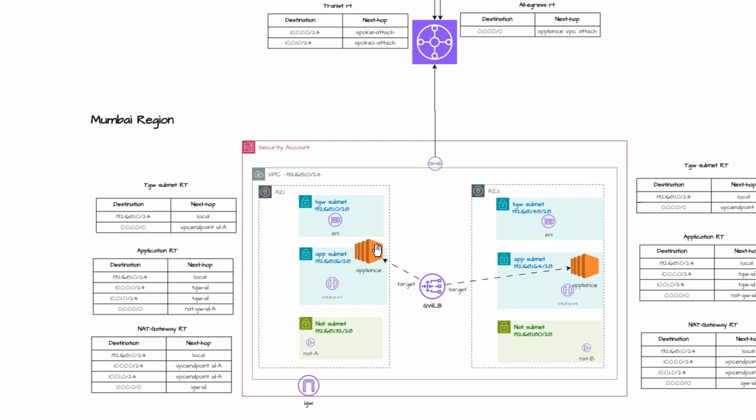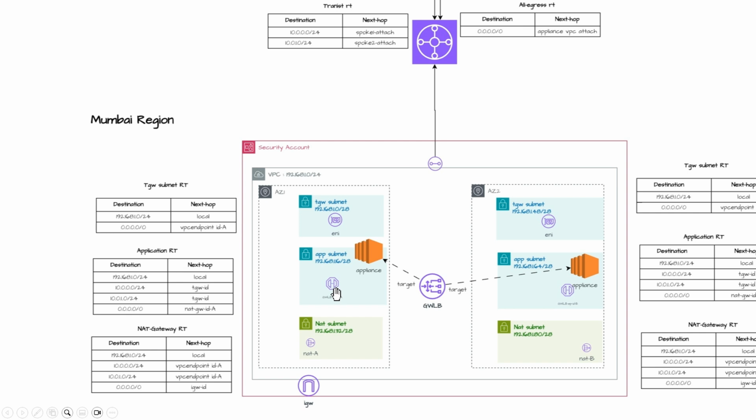So once the appliance has done all the inspection, it sends the traffic back to the gateway load balancer, and then the gateway load balancer again decapsulates it and sends it back to the gateway load balancer endpoint, right? Or VPC endpoint.